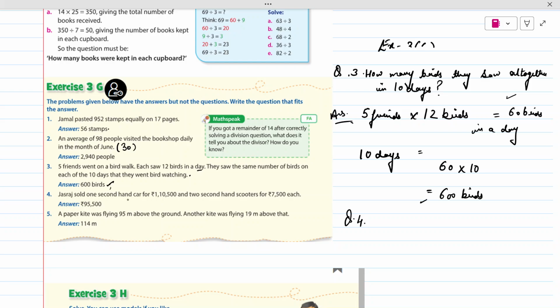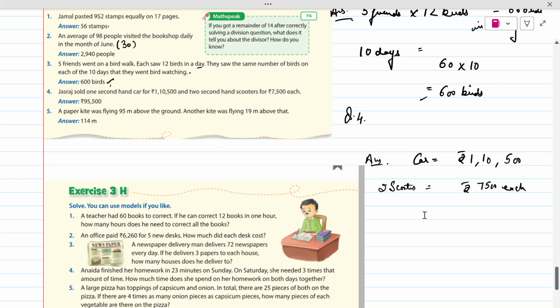Jasraj sold one second-hand car for 1,10,500 rupees and 2 second-hand scooters for 7,500 each. Okay, so it says he sells this car for rupees 1,10,500 and then 2 scooters at rupees 7,500 each.